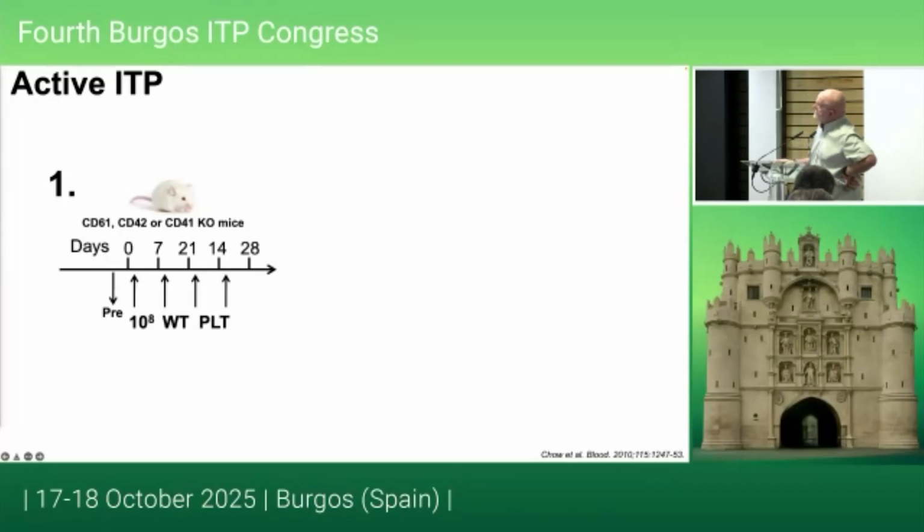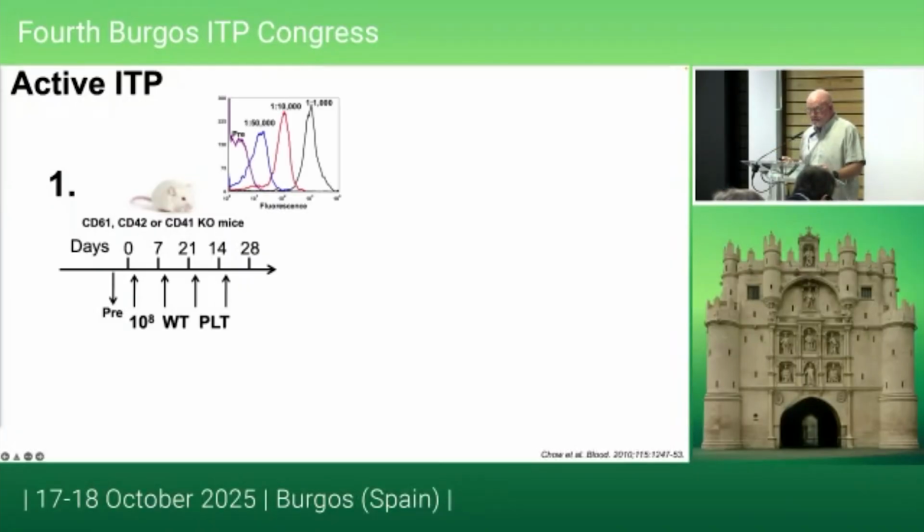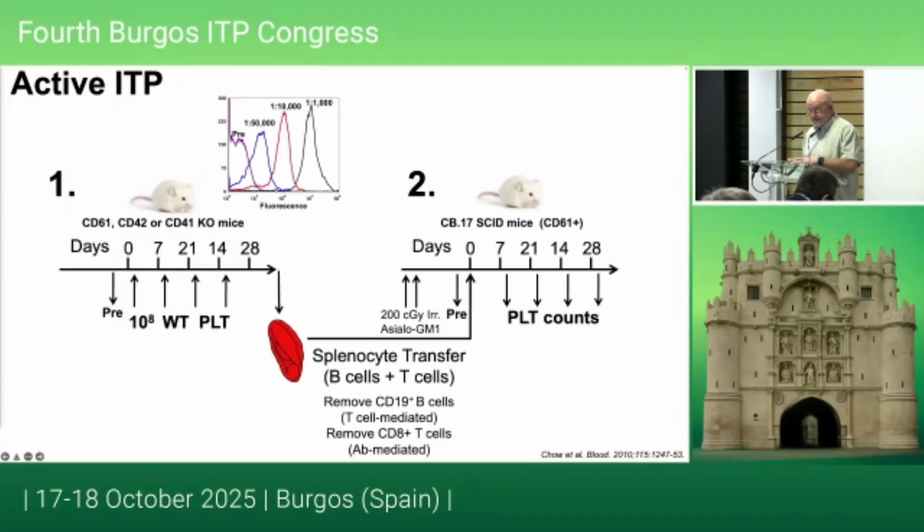We take a mouse that's knocked out of a particular platelet protein. The first one was CD61, that's the beta 3 chain of glycoprotein IIb/IIIa. And we immunize that animal with wild-type platelets that contain that antigen. And so they become very strongly immune. Some of their titers against anti-glycoprotein IIIa can reach up to 100,000 in titer. And once we find that they're immune, we sacrifice the animals, we remove their spleen, and we can take their spleens and transfer them into SCID mice that have been manipulated a little bit.